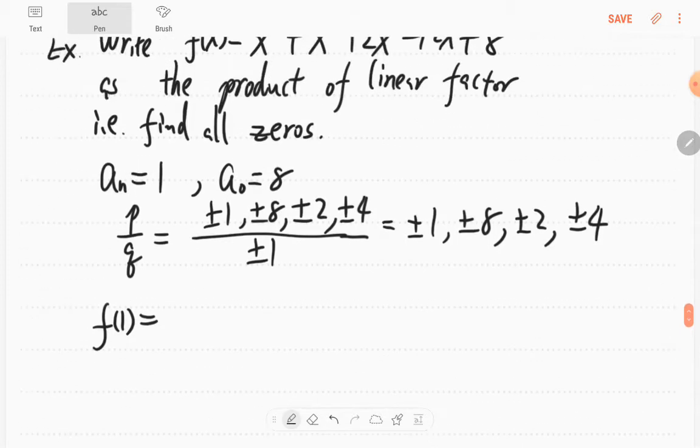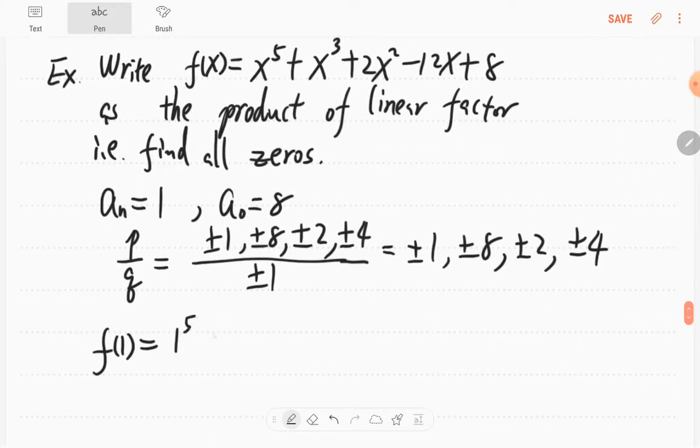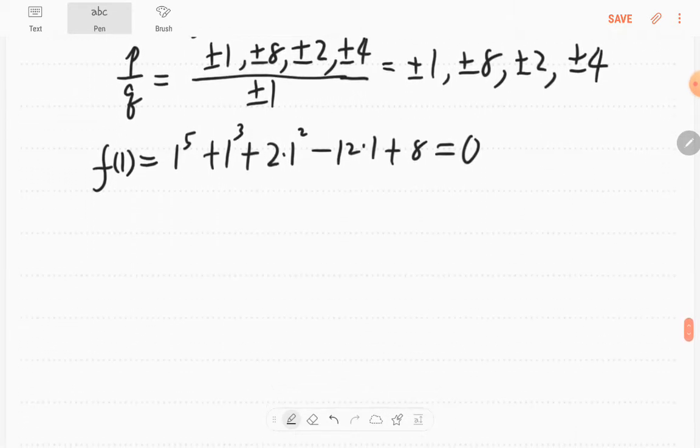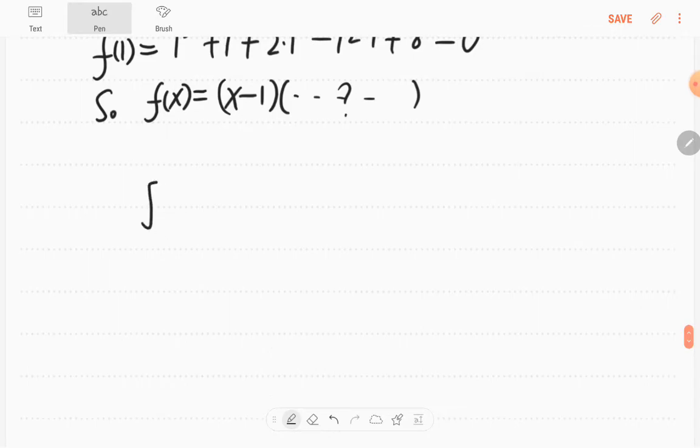f of 1 is 1 to the fifth plus 1 cubed plus 2 times 1 squared minus 12 times 1 plus 8. So that is 0. That's good, we find 1 directly. So we can write this function f of x as x minus 1 times something. We need to locate this part, so we use long division.